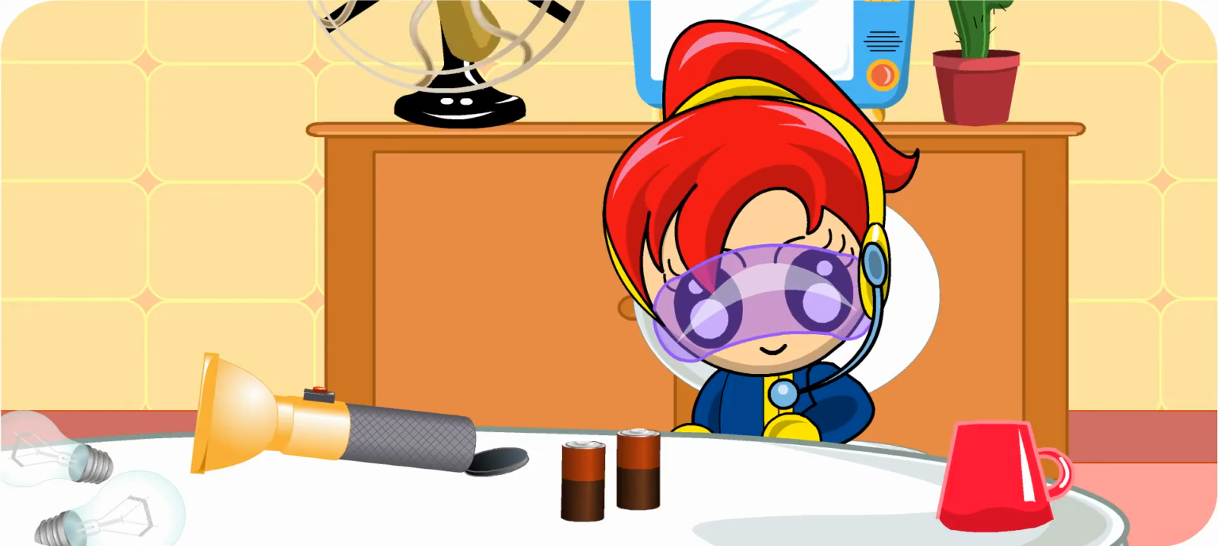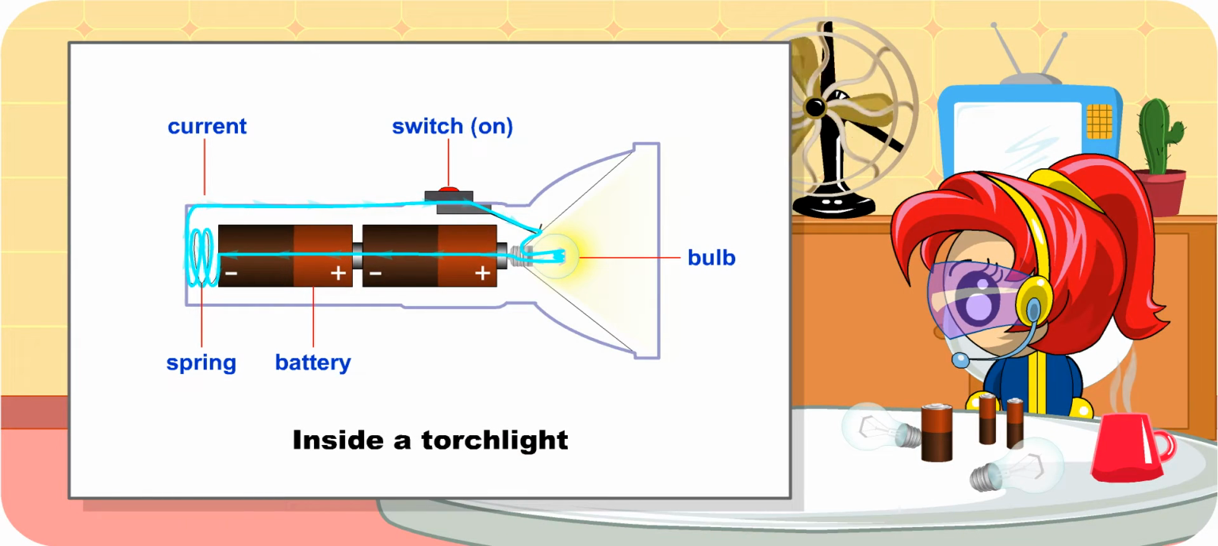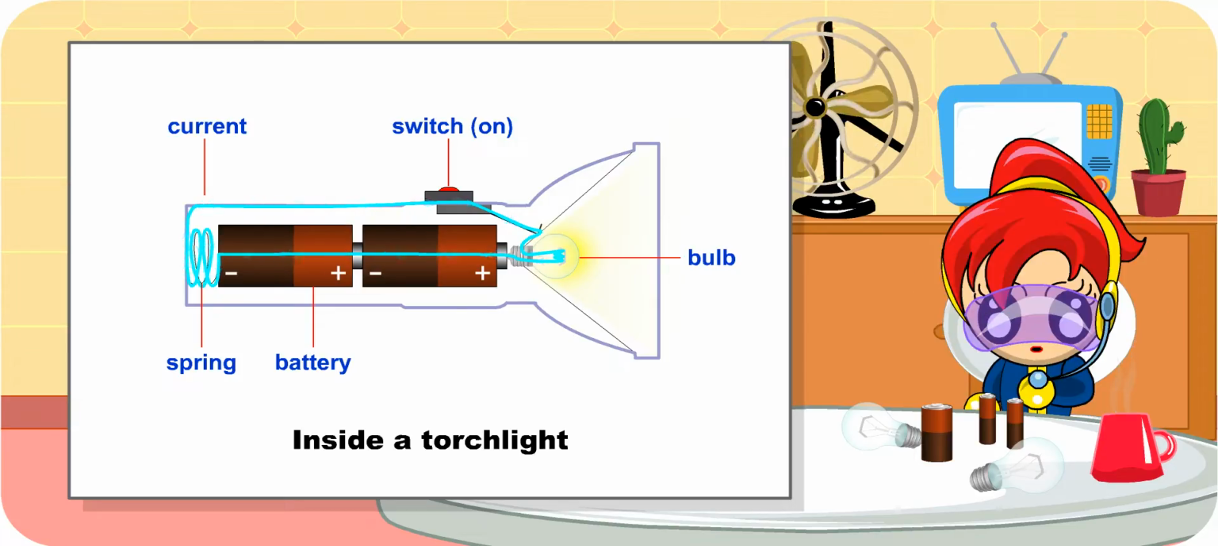This could be one of the factors which affect the brightness of the bulb. The current flowing through the circuit has decreased. You mean the amount of current flowing through an electric circuit will affect the brightness of the bulb? That's right. Can you think of any factor which will affect the amount of current flowing through a circuit?